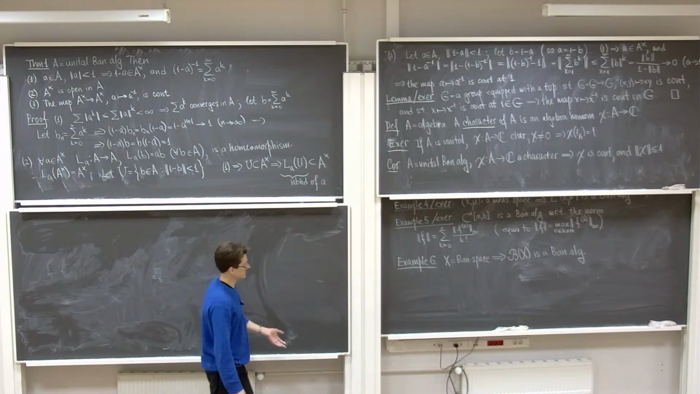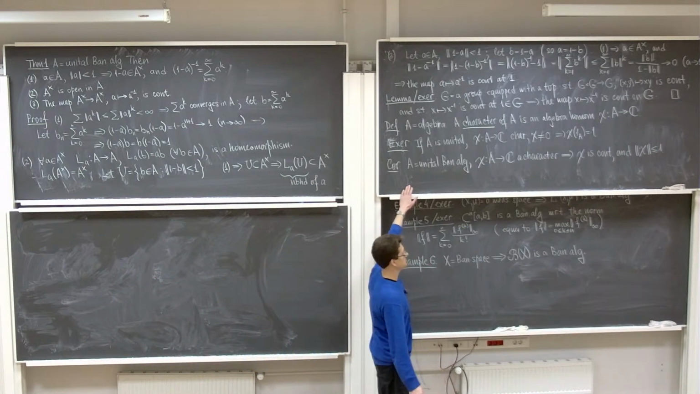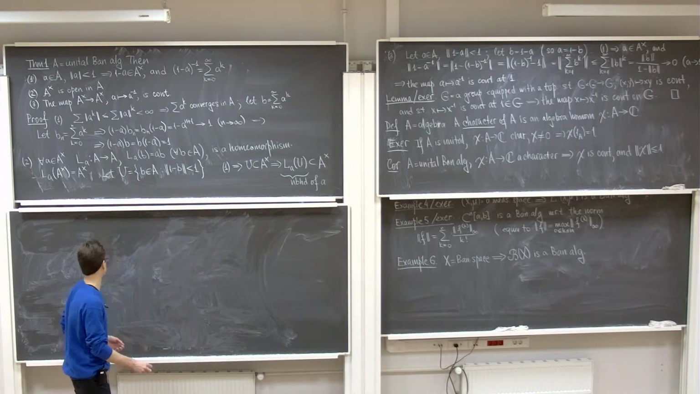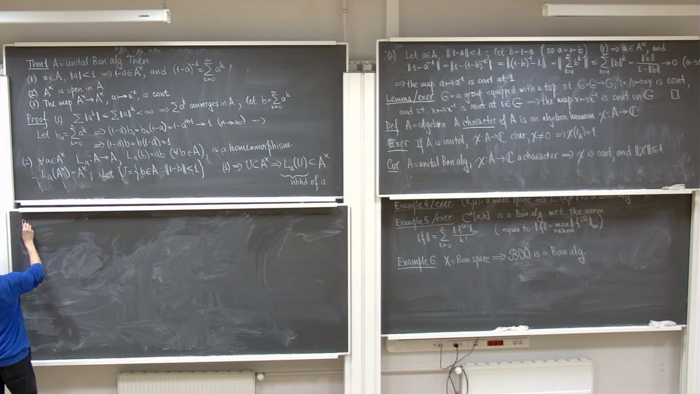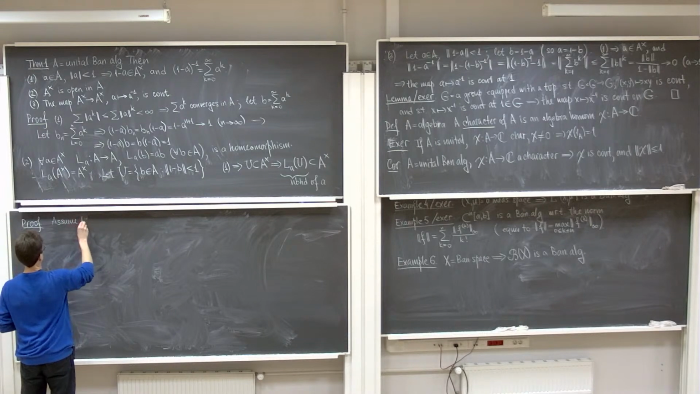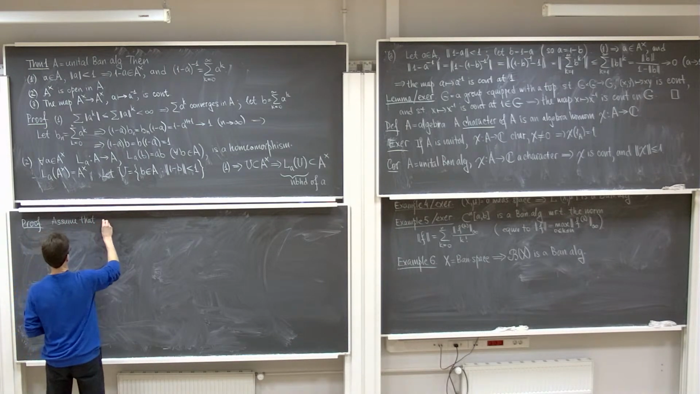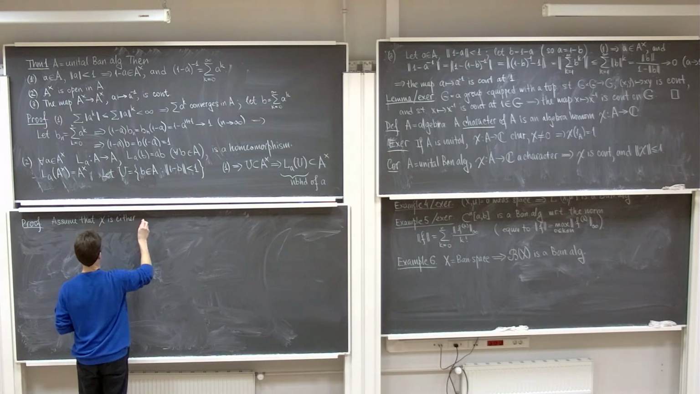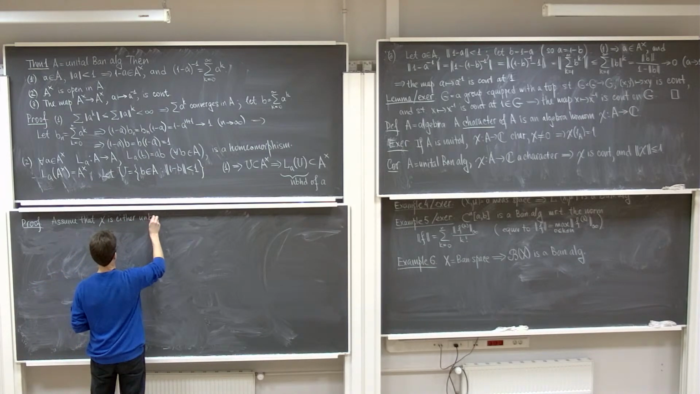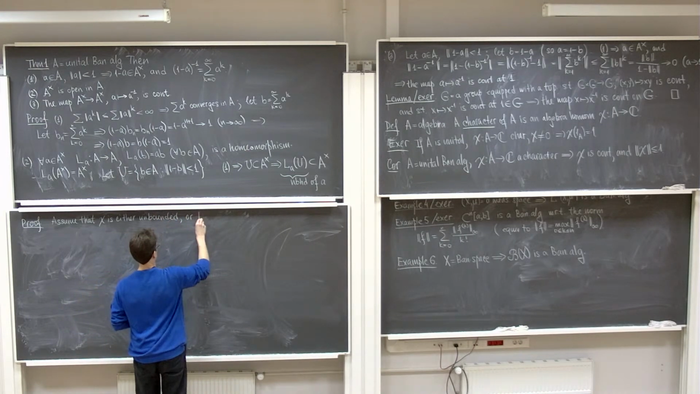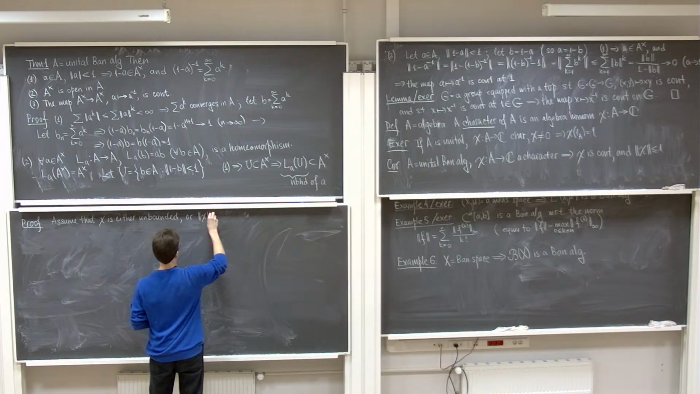So this is the simplest example of automatic continuity. Each character of a unital Banach algebra is automatically continuous. And the proof easily follows from our previous result. Namely, assume that this is not the case. Assume that chi is either discontinuous or equivalently unbounded, or is bounded, but the norm of chi is strictly greater than 1.